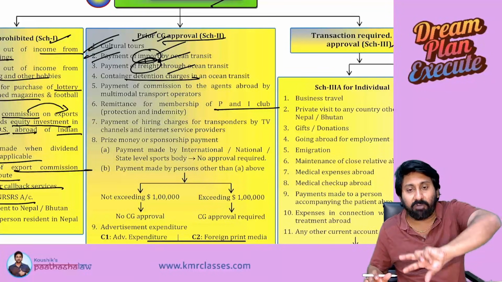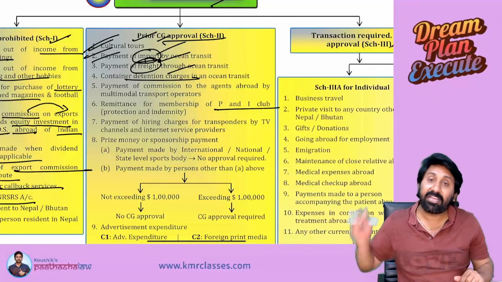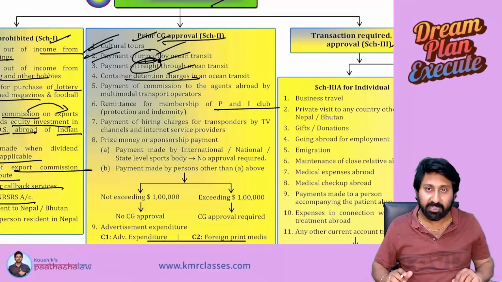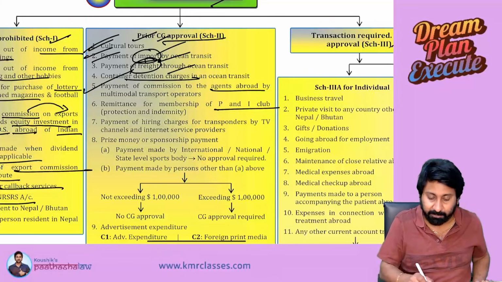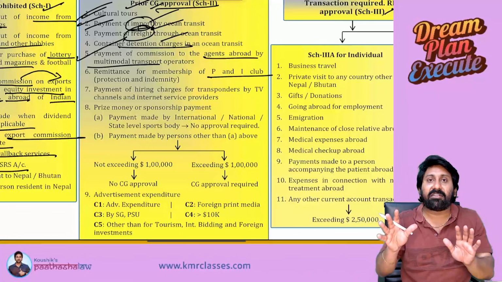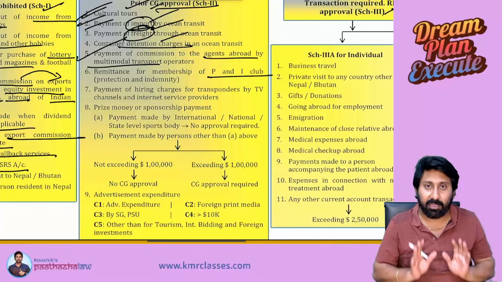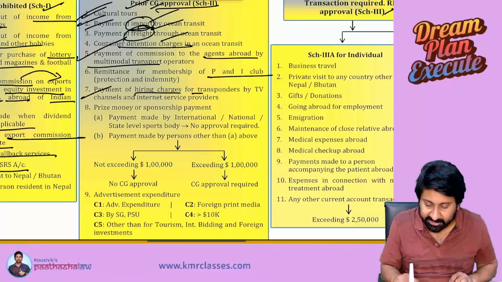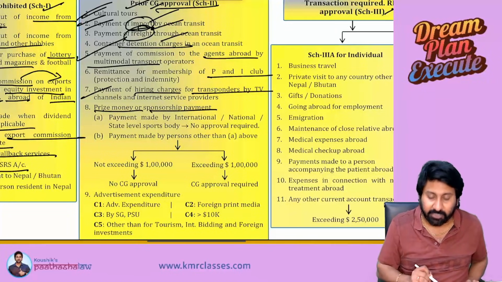Now, goods should go from India to London. In London also, they are having agents. To that agent, they wanted to pay some agency commission. You can pay commission to agents abroad, but with CG approval. Next one, TV channels are hiring satellites from outside India. For them, they wanted to pay charges. Yes, any hiring charges on transponder. Transponder means satellite path.